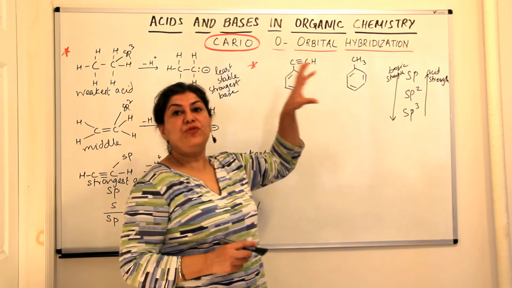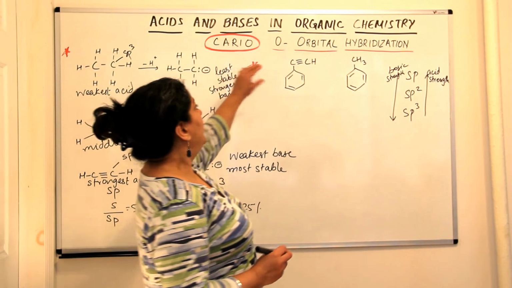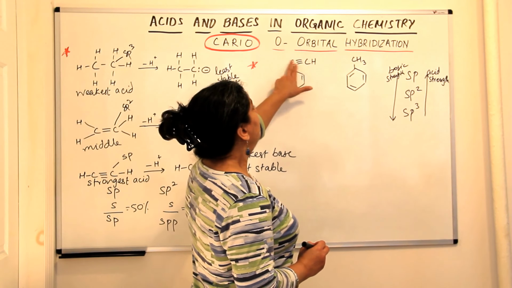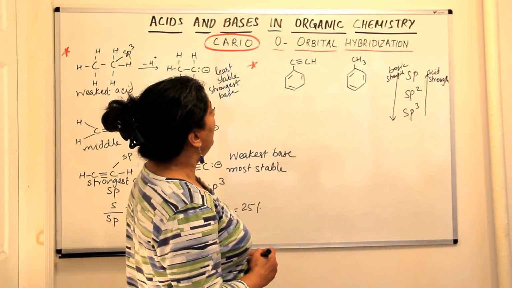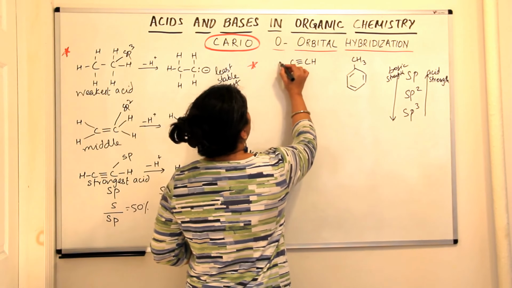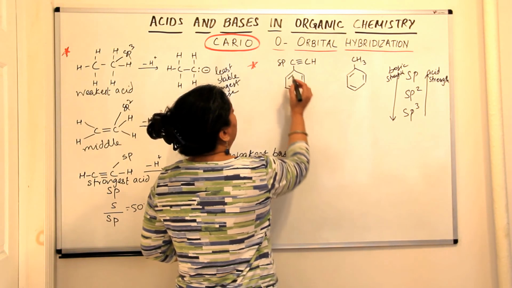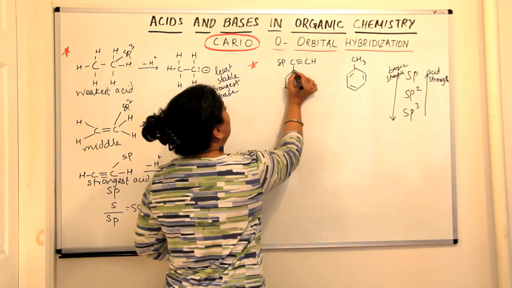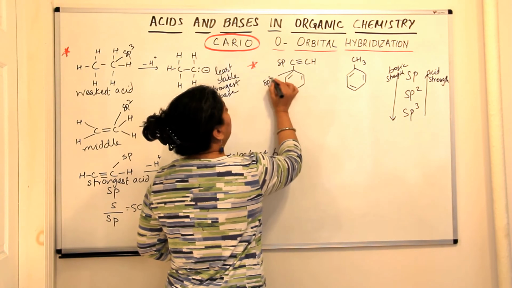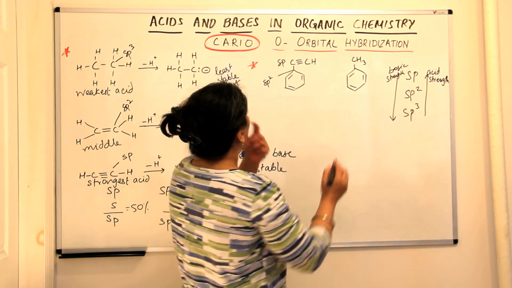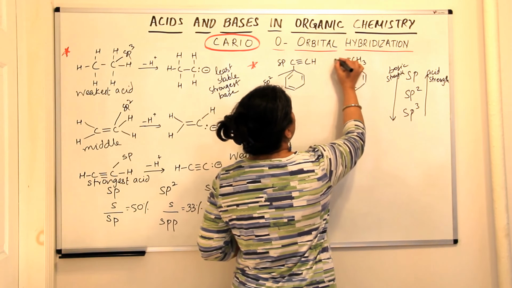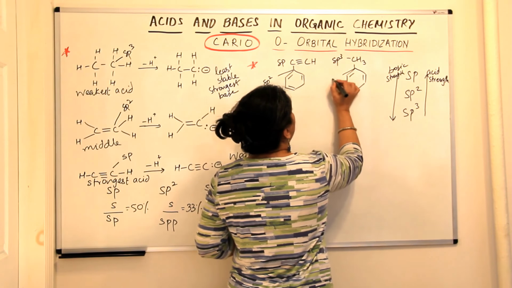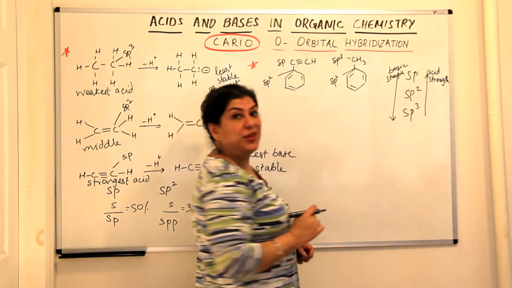Let us now come to the second example. Look at this compound. This carbon here has a triple bond. Therefore, this is sp hybridized, and this carbon of the benzene ring should be sp2 hybridized. Right? And in toluene, this carbon here is sp3 hybridized, while the carbon here is sp2 hybridized.